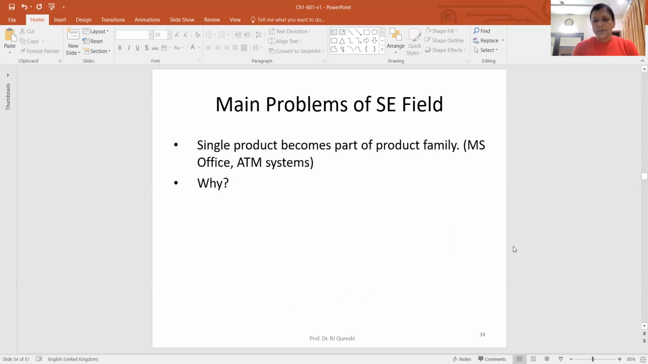A single product becomes part of a product family. Like Microsoft has a family of products. Any new software from Microsoft should be compatible with the existing softwares like Office. New Office should be compatible with the previous Offices. So any new product from Microsoft should be compatible with all existing products. And when you have such a situation, you will face integration problems. And that's one of the difficult tasks, to fix integration bugs.